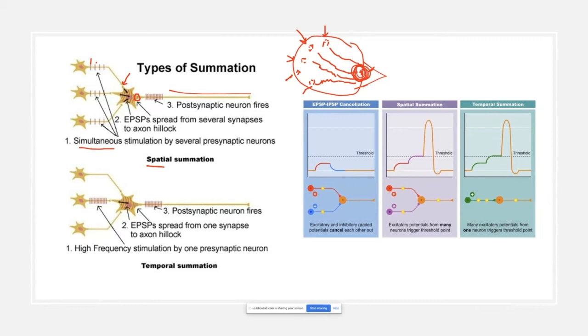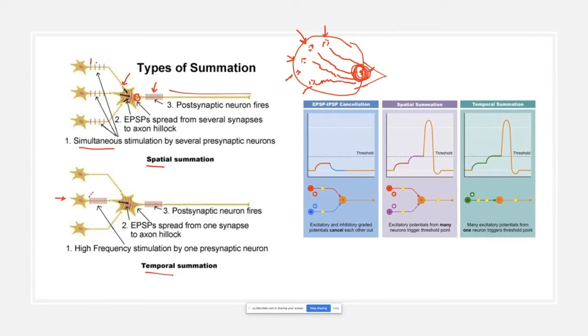Simultaneous summation, simultaneous stimulation by several neurons. When we add them all, we may reach a threshold and produce action potentials. Another way is simply the temporal summation. In this case, we have a single neuron that is trying to stimulate another one.